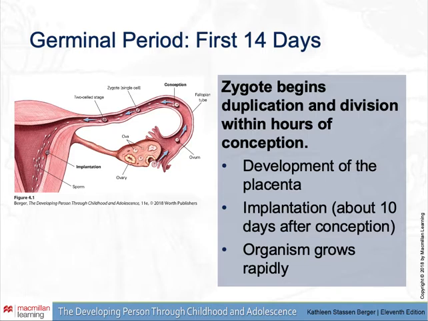Next is implantation. This is about 10 days after conception. The developing organism burrows into the placenta that lines the uterus. Next, the organism grows rapidly. Pregnancy can be detected due to the chemicals in the mother's urine. The most dangerous journey: in the first 10 days after conception, the organism does not increase in size because it is not yet nourished by the mother.